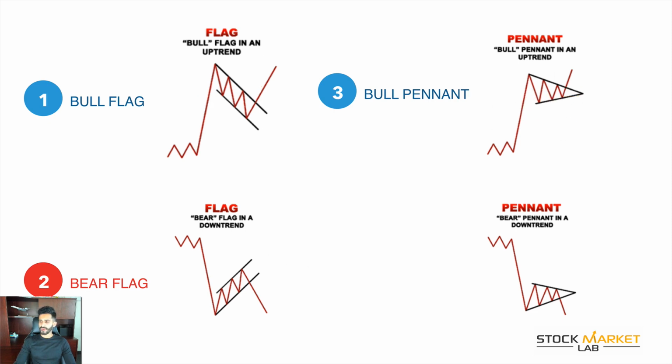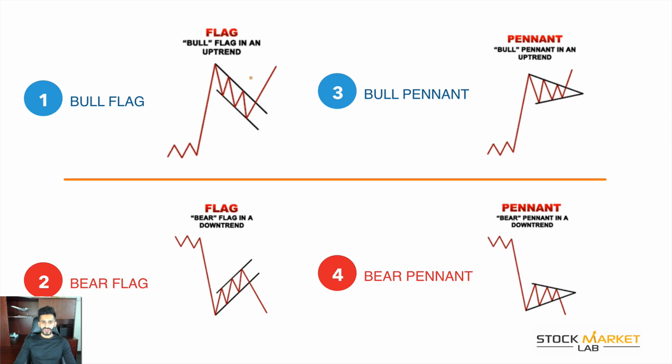Beyond that, we have a bear flag and a bear pennant. It's the opposite. Stock makes a major move down, needs to take a break, continues. Once again, these are the flag and pennant patterns. The bull flag and the bull pennant are basically the same thing, just the formation is a little bit different. The bear flag and the bear pennant are the same as well. Same idea, it just looks a little bit different.